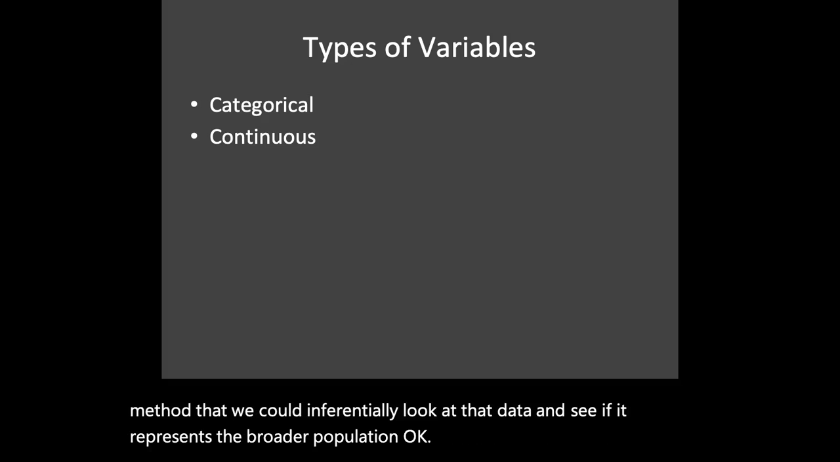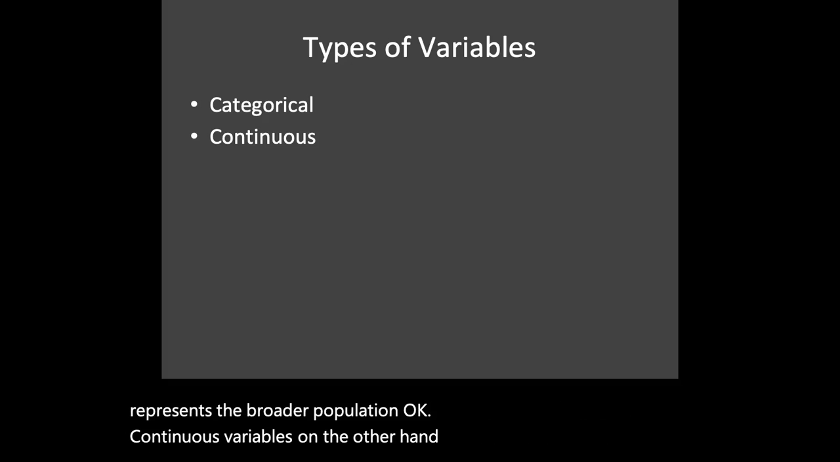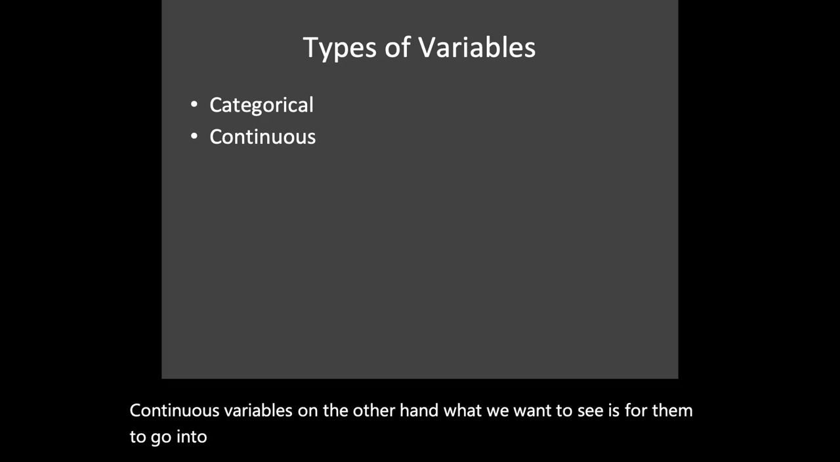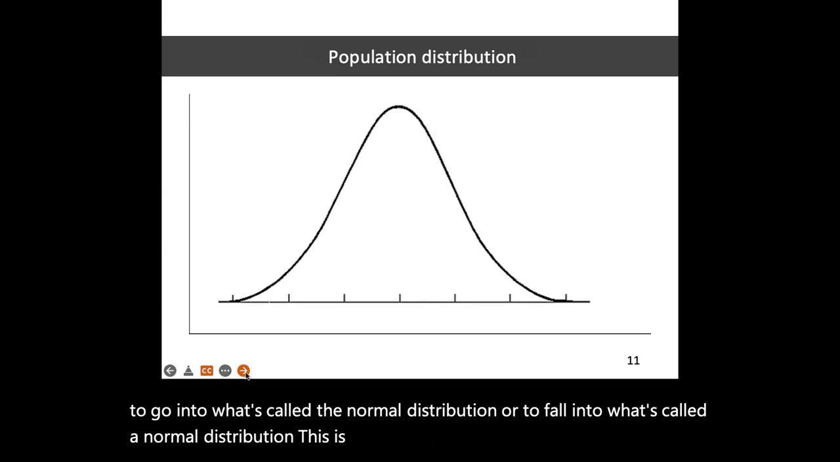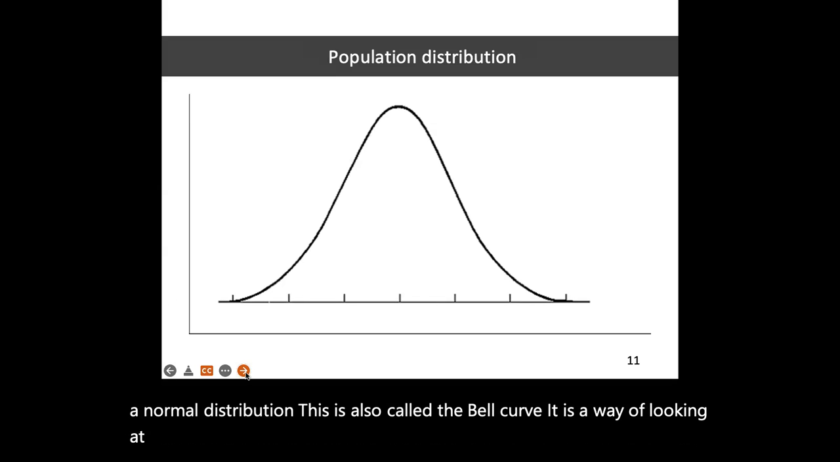Continuous variables, on the other hand, what we want to see is for them to fall into what's called the normal distribution. This is also called the bell curve. It is a way of looking at a continuous variable and the sample that you have. Okay, so how does this work?